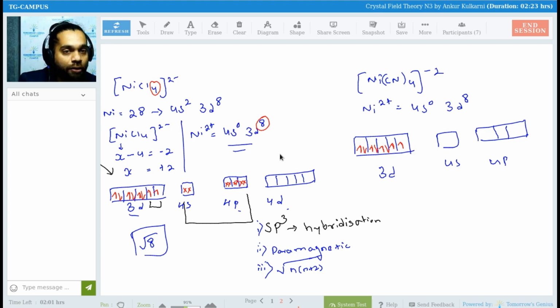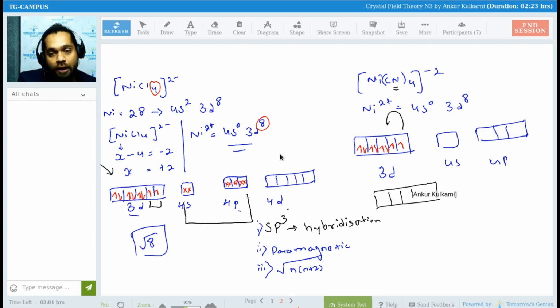Now I have filled the electrons, but this time we have a strong field ligand. So strong ligand will pair this thing. Strong ligand will pair everything. So what will happen? Those will pair. Everything will pair. Are you getting it, everyone? Yes or no? Due to strong field that has paired.